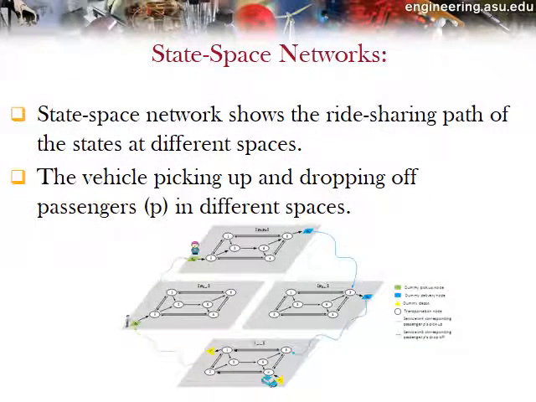State space networks show the ride-sharing path of the states at different spaces. The vehicle is picking up and dropping off passengers in different spaces. Figure 4 represents the different carrying states of the two passengers served across different spaces. The carrying state changes as it picks up each passenger from the origin and delivers them at the destination.